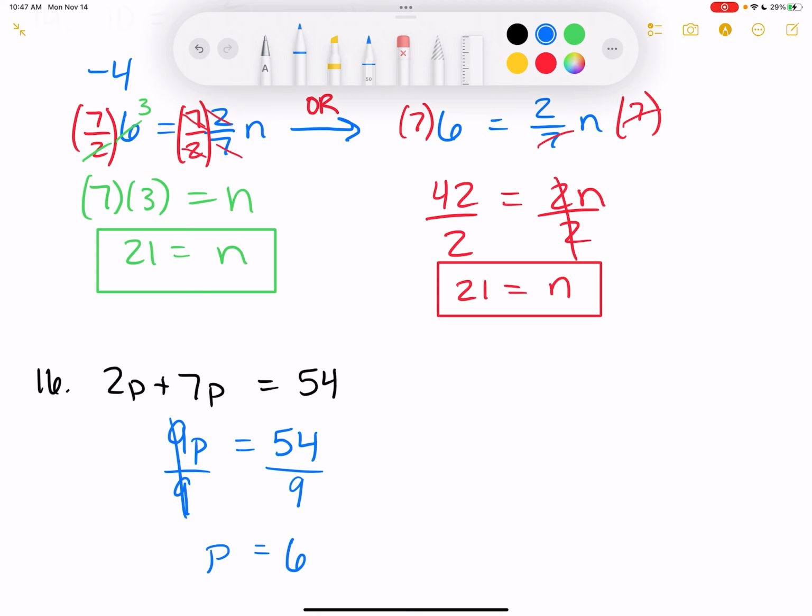63. Then 9 times 8 is 72. 9 times 9 is 81. And then 9 times 10 is 90. Now, you can't go past that with your fingers, but it's kind of cute. I know, isn't it crazy?